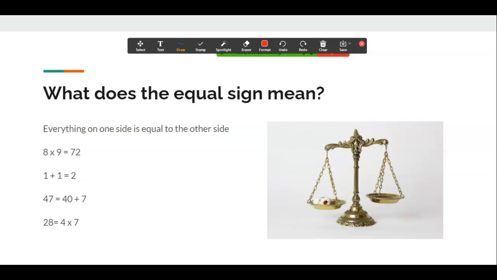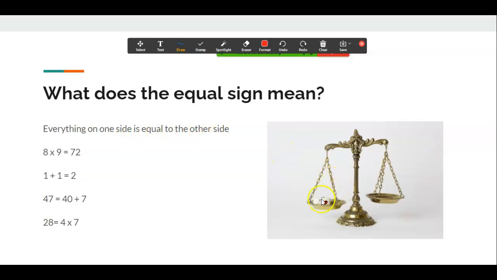I know that in the past you have had a lot of worksheets where that is true. You know, they give you a problem to do and they say equal and then there's a blank line and you have to find the answer. However, that's not really what the equal sign means. Okay, the equal sign means that everything on one side of the equal sign is equal to the other side.